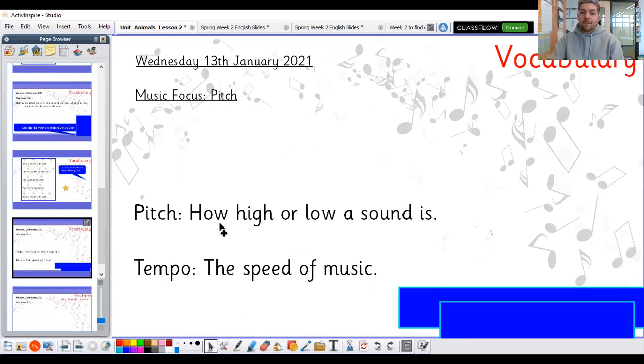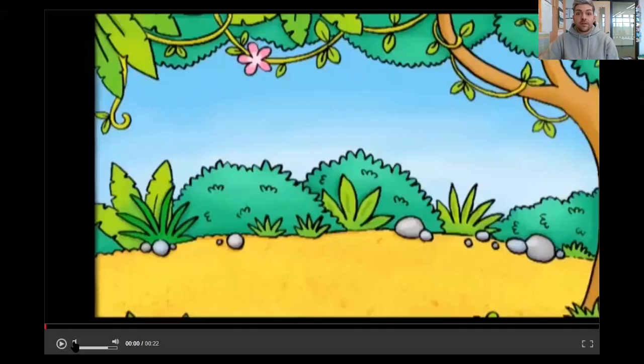And then finally, pitch. And pitch is actually our music focus for this term. So we are going to be talking about pitch a lot today. And when we're thinking about the pitch, we're thinking about how high or how low a sound is. So let's have a little bit more of a look at pitch. But hopefully we're able to see this and also hear this.